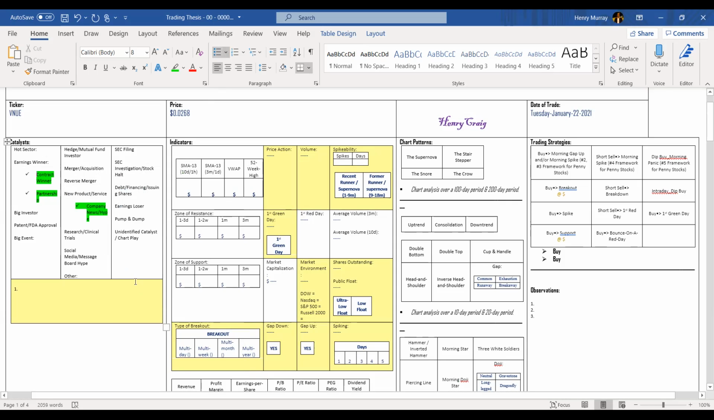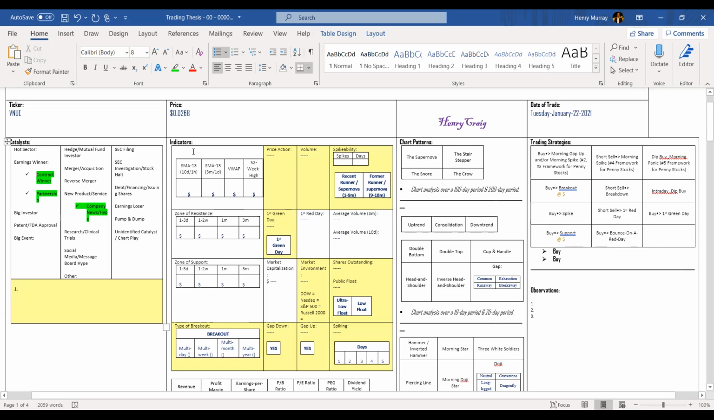And if you look, there are other catalysts here that you can select based on the particular penny stock that you have chosen. Is it in a hot sector? Is there a big investor? Are there any big events? Is there a reverse merger? Is there an acquisition? Are there SEC filings? Are there any social media or message board hype? And so forth. Now, the next parameter we'll look at is indicators right here.